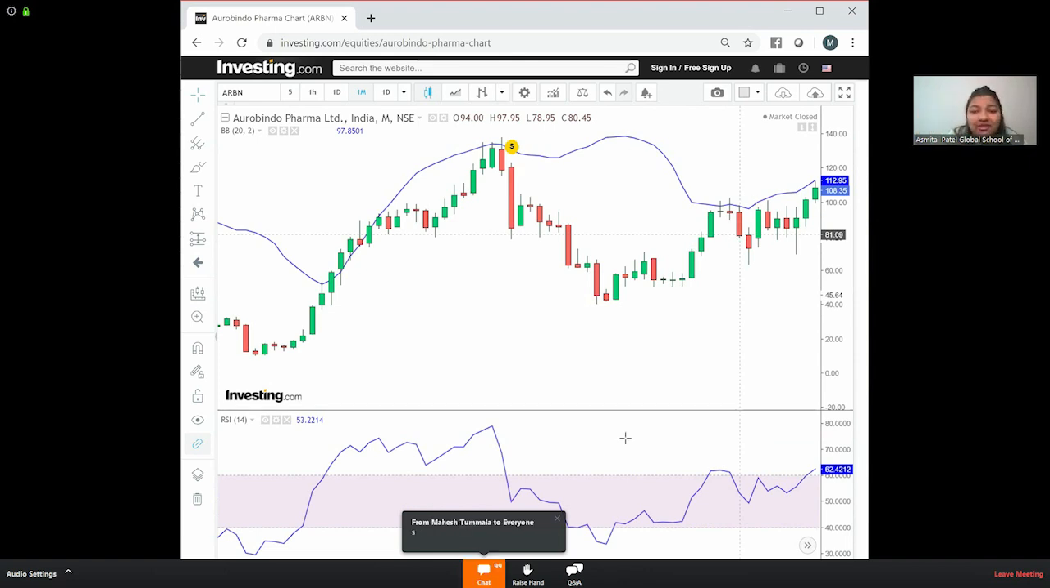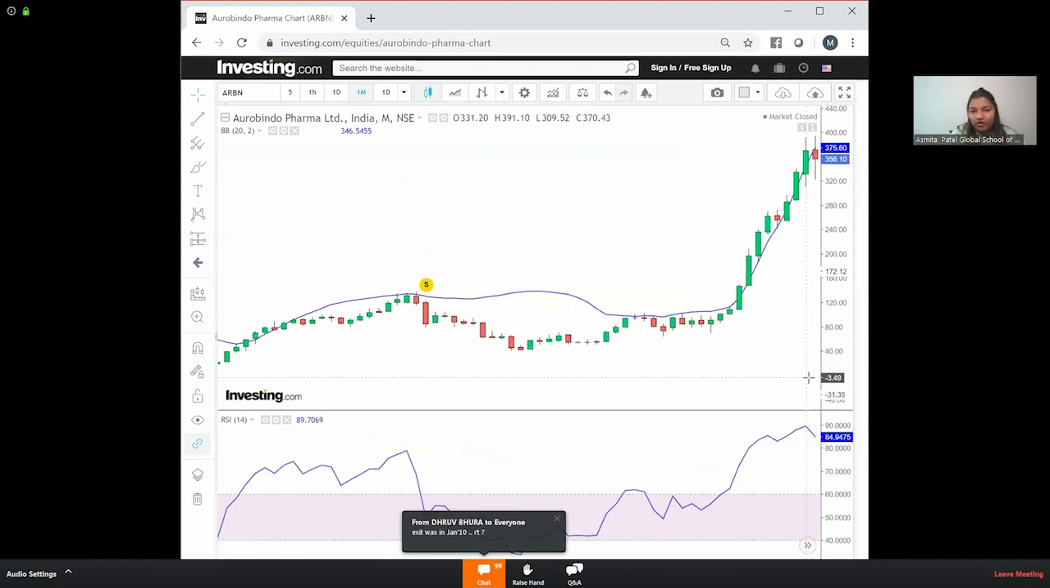But it did not go below previous month low. It did go below previous month low. But the next month did not go below previous month low minus 2.5%. How many of you guys are able to understand what I'm saying?